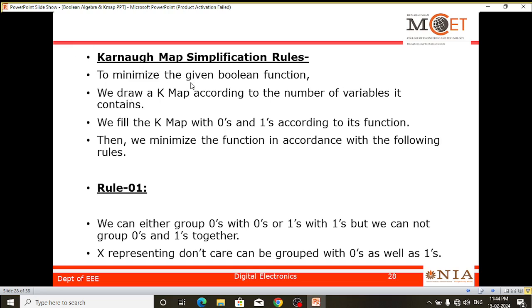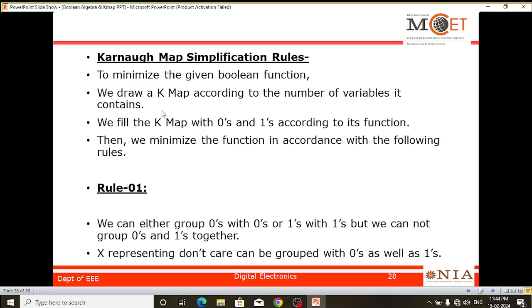So the K-map simplification rules: to minimize the given Boolean function, we draw a K-map according to the number of variables it contains. In the case of 2 variables, we draw the 4 minterm K-map. In the case of 3 variables, you draw the 3 variable K-map. In the case of 4 variables, you draw the 4 variable K-map.